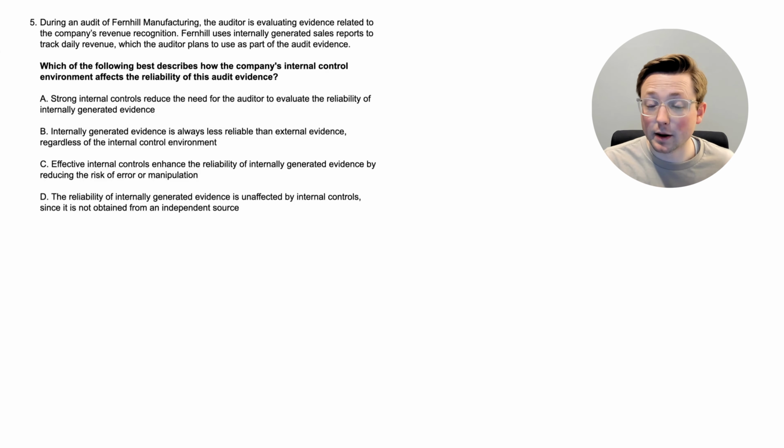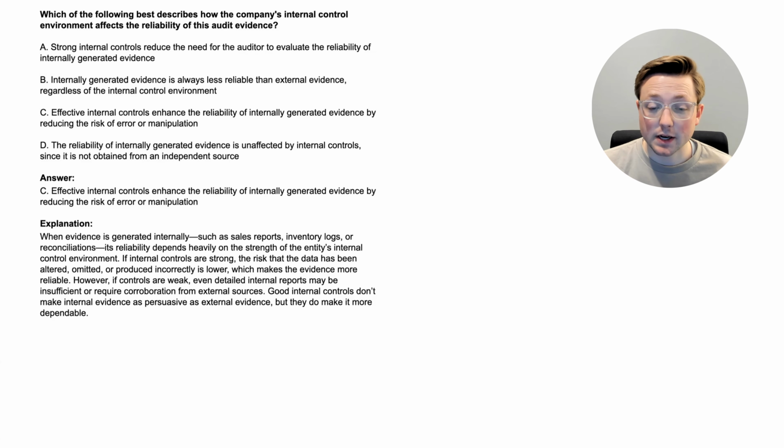Okay, so based on everything we've learned so far, and if you watched any of the previous videos, we talked a little bit about internal controls. Think about this, pause the video, and come back when you're ready, and we'll look at it together. All right, here we are. The answer is C. Effective internal controls enhance the reliability of internally generated evidence by reducing the risk of error or manipulation. Okay, so again, if you thought about this, it probably makes sense. Let's walk through the explanation.